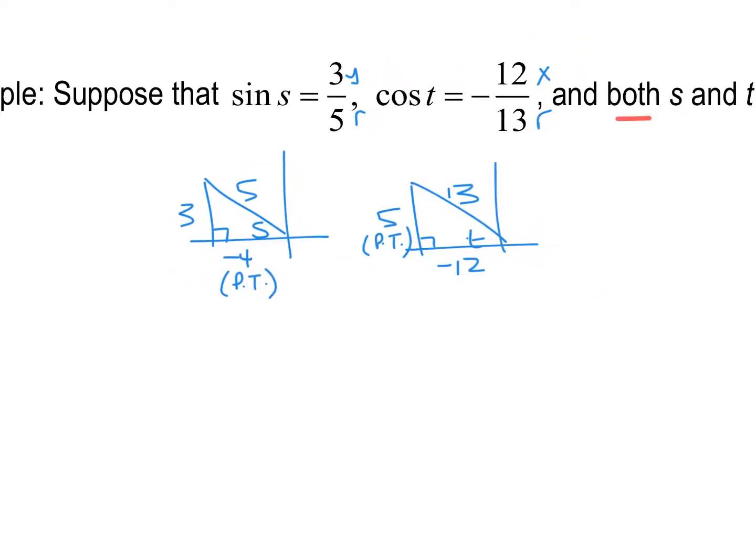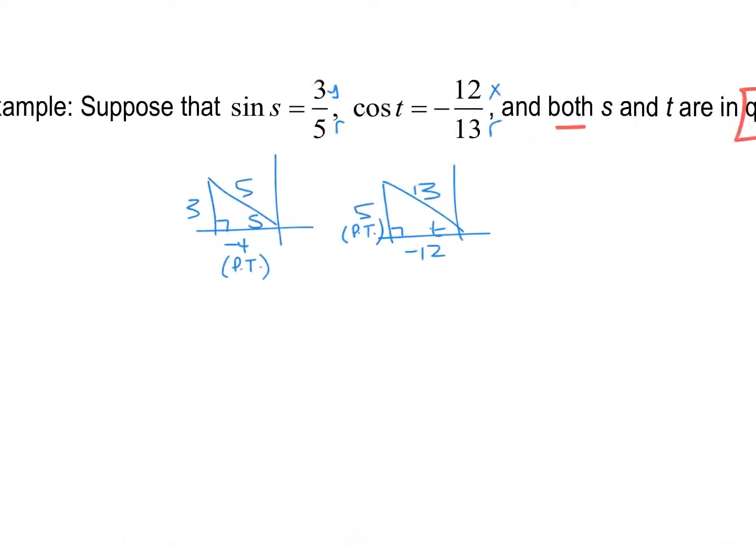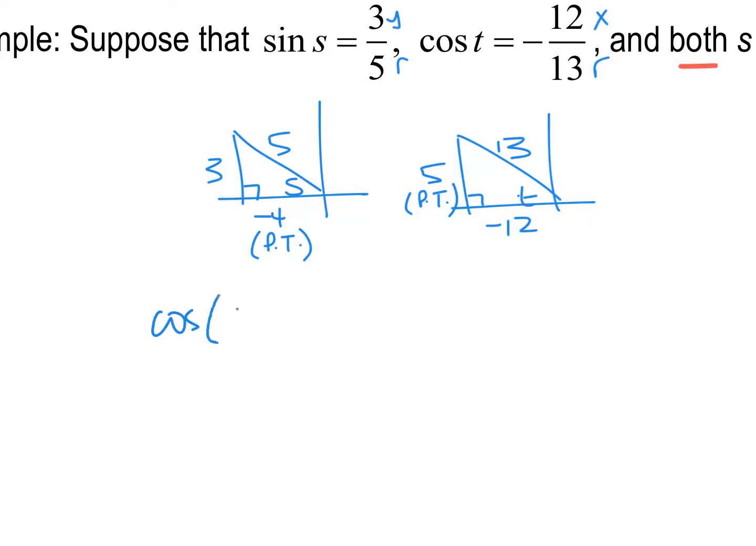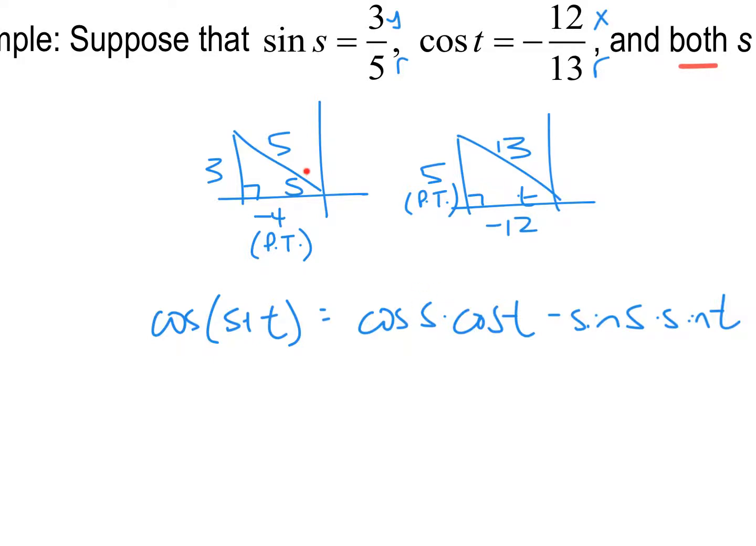So now what I can do is use my formula that I wrote over there. So I have cosine of s plus t. Again, is cosine s times cosine t minus sine s times sine t. And I just have to plug in all my stuff now. So for s, I'm looking at this triangle. And for t, I'm looking at this triangle. Remember, some of the info is given up here, but not all of it.